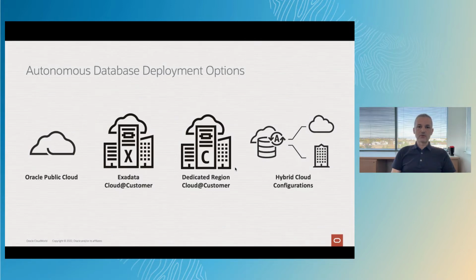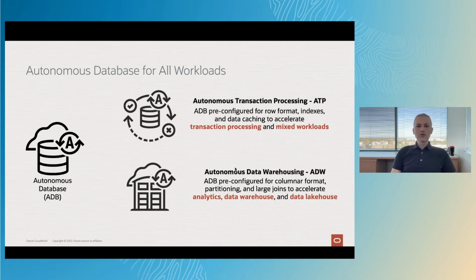Autonomous Database supports all kinds of workloads. There are two major workload types that you choose when you're creating a database. One is Autonomous Database Transaction Processing, which is configured for running transaction processing applications. It provides row format for storage. It provides large cache memory for caching data. And it is configured for running transaction processing applications.